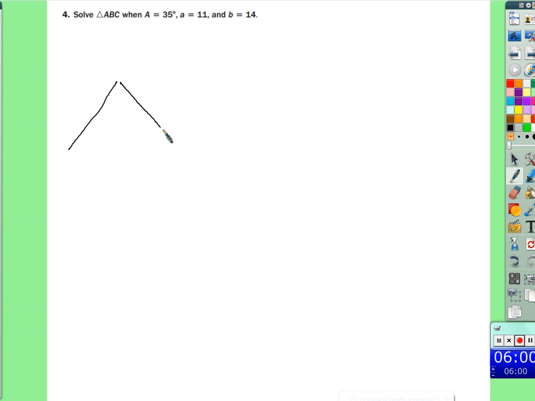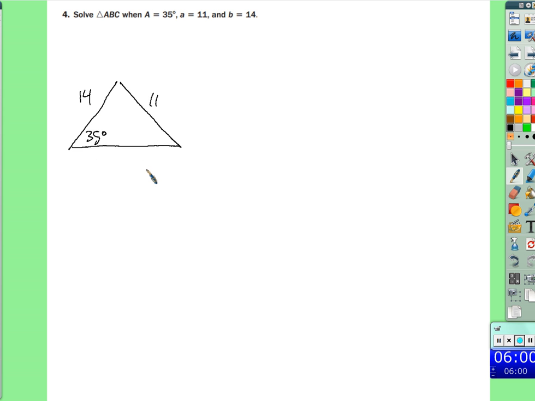I'll draw my general triangle like this, just so that I can make the visual part of it a little easier on myself. To start with, my angle down here is 35 degrees. So that's A, so side A is across from it. It's 11, 14, and we get to work.